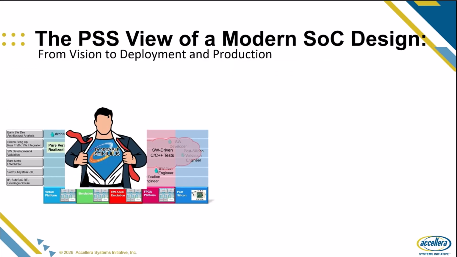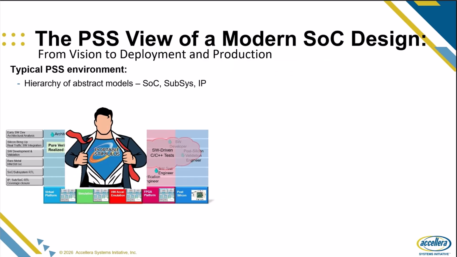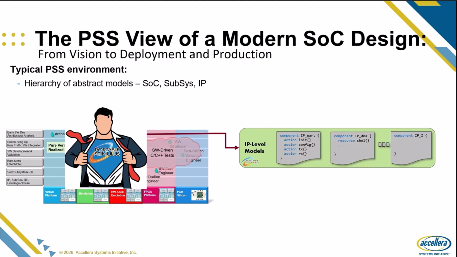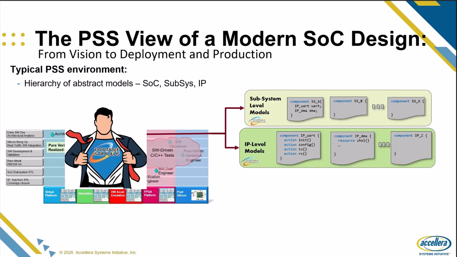So the portable stimulus vision is providing a hierarchy of these abstract models. Whether you're at the SoC, the subsystem level, or the IP level, you're dealing with the same kinds of abstract models. So we define what actions or what things are required for any given piece of IP, whether it's your UART, your DMA, or whatever. At the subsystem level, we can create additional models that make use of those IP level models, so everything is hierarchical, and then we can build that up to the SoC level as well. So everything does exactly what you need for that piece of the model, and you can compose larger models from smaller models.